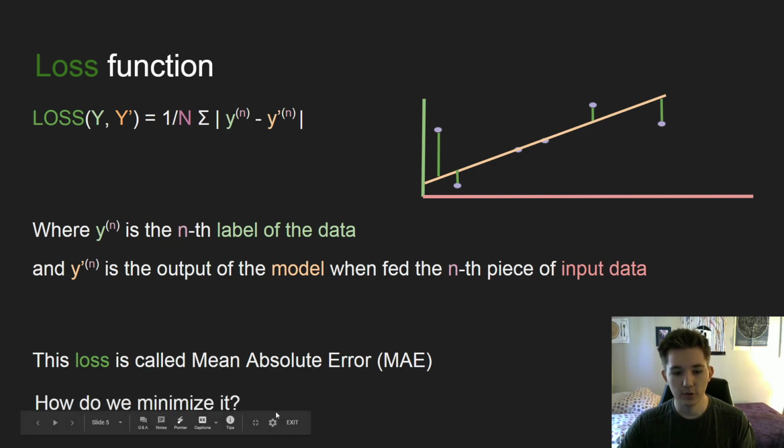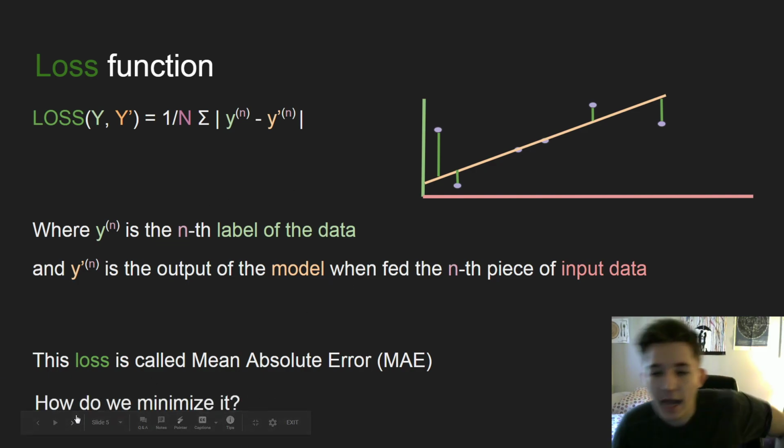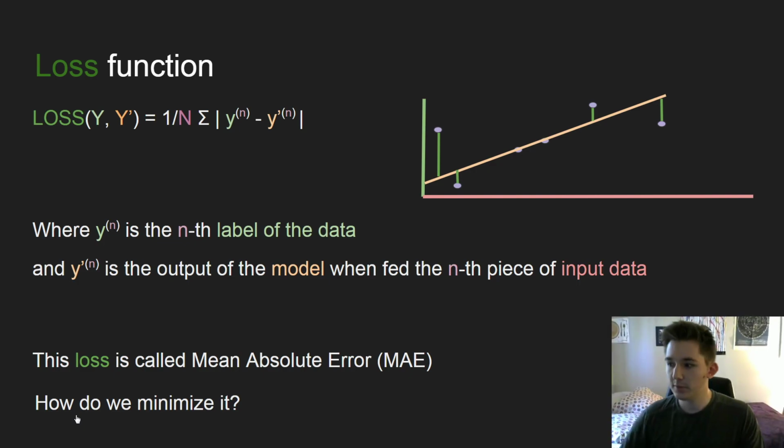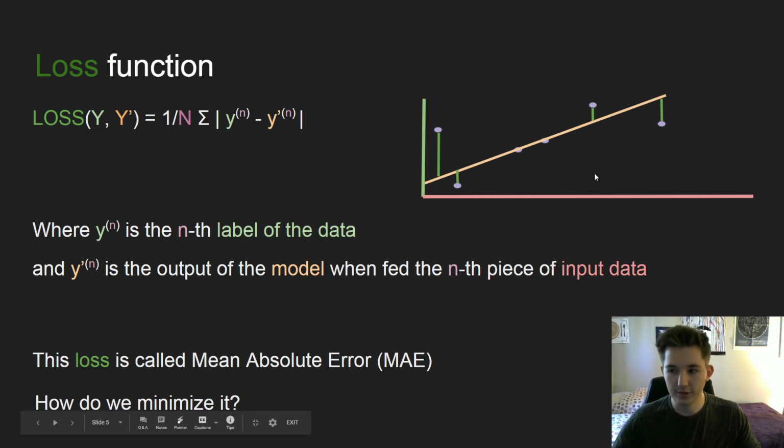All right. So the question now becomes, how do we minimize this loss? Because we are defining some metric of how well our model is doing. Fine, we can look at a model and say, okay, this is doing X well. But how do we decrease that number?